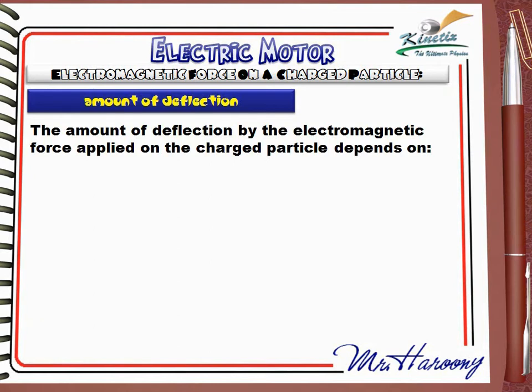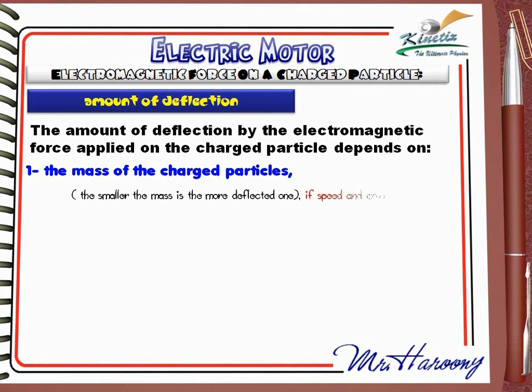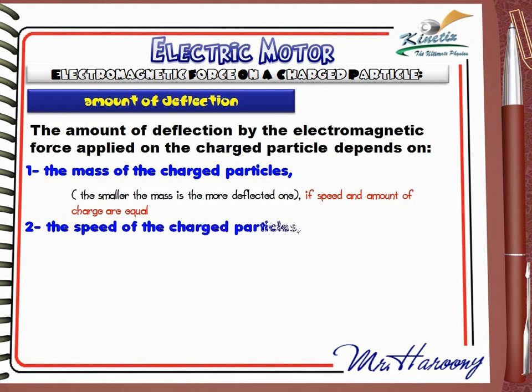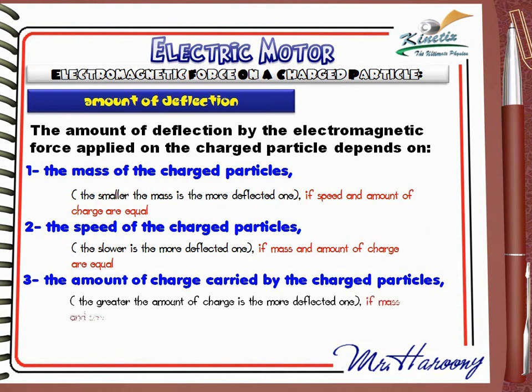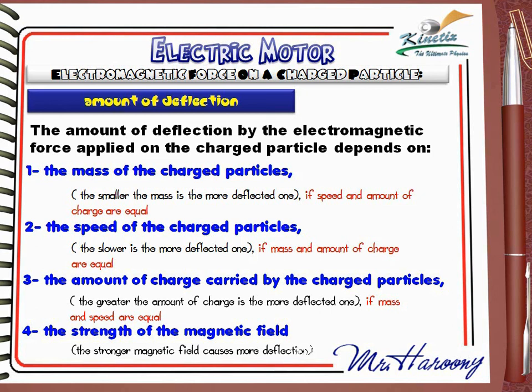The amount of deflection by electromagnetic force applied on a charged particle depends on: Number 1. The mass of charged particles. The smaller the mass is, the more deflected it is, if speed and the amount of charge are equal. Number 2. The speed of charged particles. The slower it is, the more deflected it is, if mass and amount of charge are equal. Number 3. The amount of charge carried by the charged particles. The greater the amount of charge is, the more deflected it is, if mass and speed are equal. Number 4. The strength of the magnetic field. A stronger magnetic field causes more deflection.